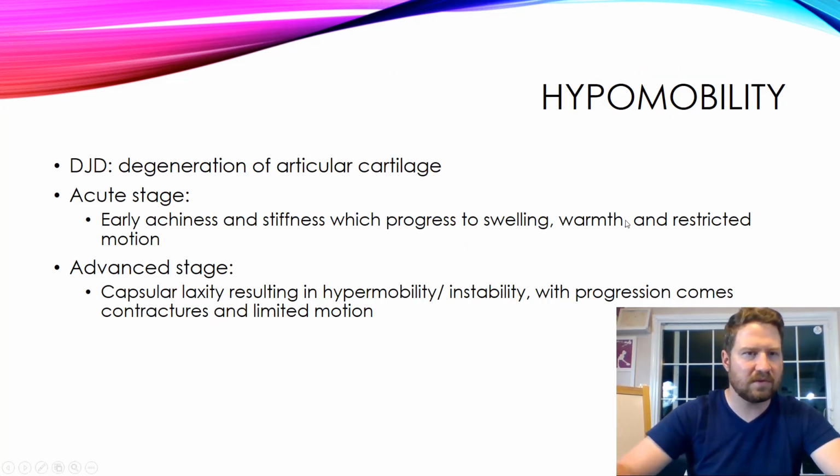Okay. So with degenerative joint disease, you get degeneration of articular cartilage. So in the early stage, you have early achiness and stiffness, which progresses to swelling, warmth, and restricted motion. And then same thing with advanced stage, you have capsular laxity, resulting in hypermobility.